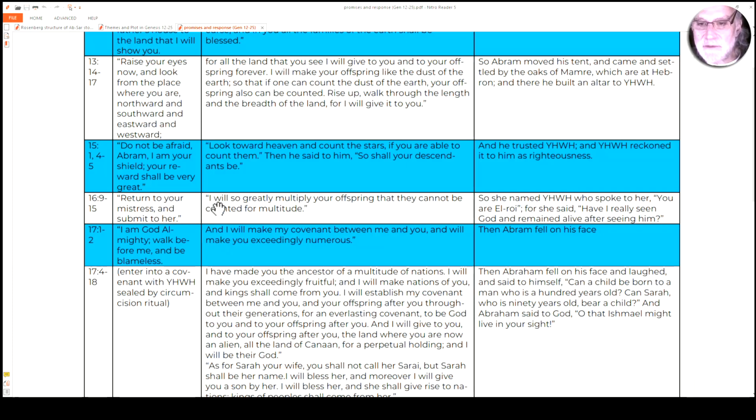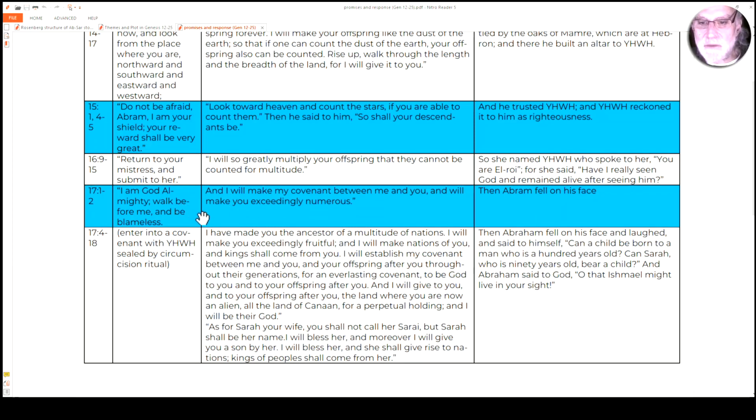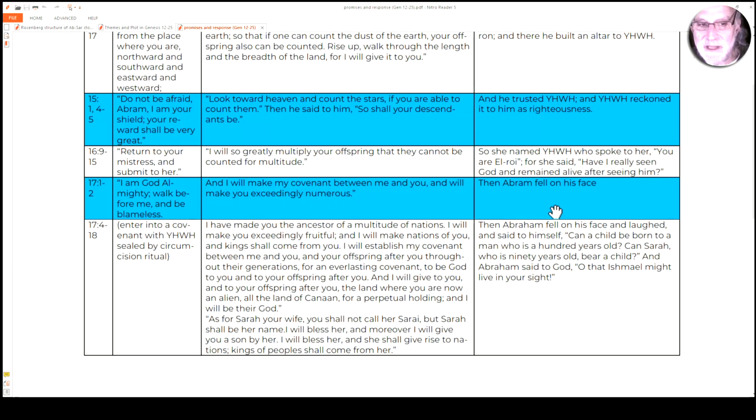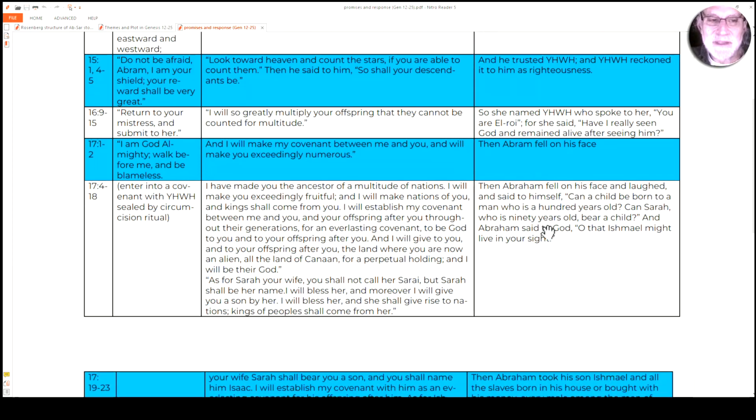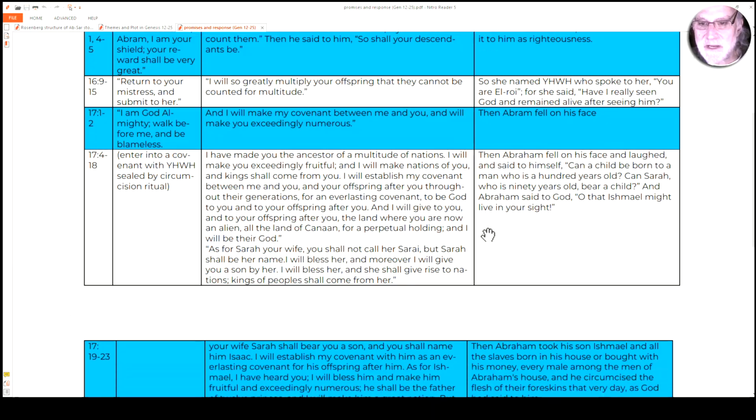One addressed to Hagar here, to return to her mistress and submit to her. These are not just all made to Abram or Abraham, as we're seeing. And so she listens, and she has an experience of God. I am God Almighty, walk before me, and I will make my covenant between you and make you numerous. And Abraham fell on his face, and as we'll see at the time, that's ambiguous of whether he fell on his face with respect and awe, or he fell on his face with laughter, the absurdity of it.